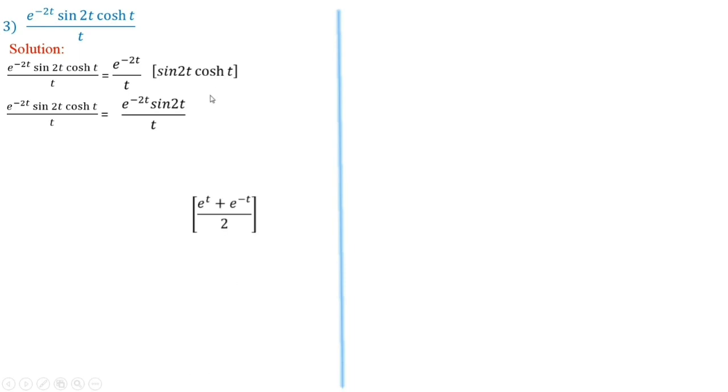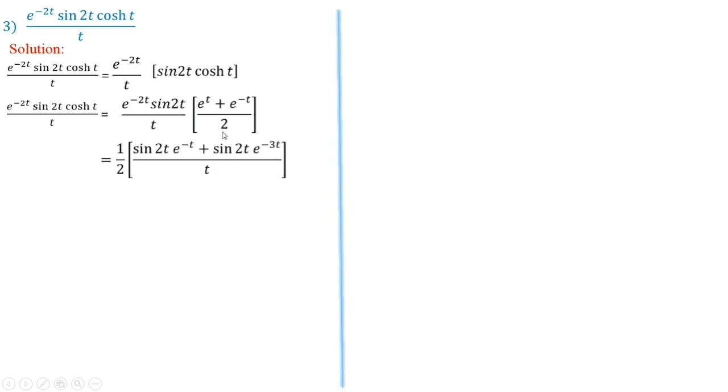Cos hyperbolic t is e raised to t plus e raised to minus t upon 2. This is equal to here 1 by 2 into sine 2t. Here base is same, then we take the addition of power: minus 2t plus t, we get here minus t, plus sine 2t into here e raised to minus 2t into here e raised to minus t. Base is same, then we take the addition of power, minus 2 minus 1, we get minus 3t, means we get e raised to minus 3t upon t.